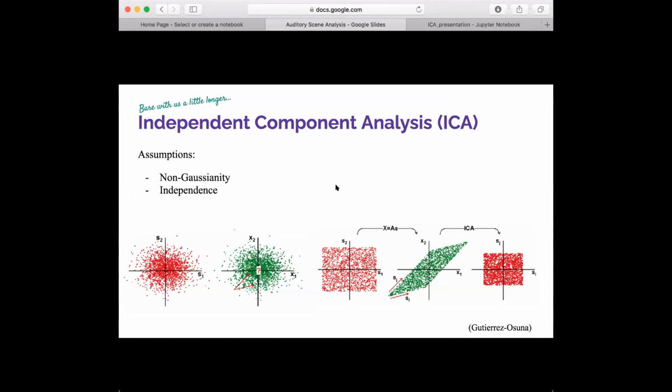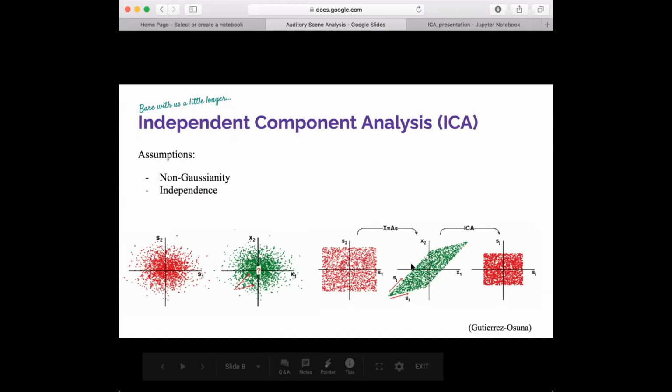The second assumption that ICA makes is that the source signals are independent of each other, which is usually a reasonable assumption to make if sound is coming from different sources in the environment. So to put it in non-rigorous terms, ICA involves projection pursuit, or the pursuit of interesting projections in a multidimensional data set.